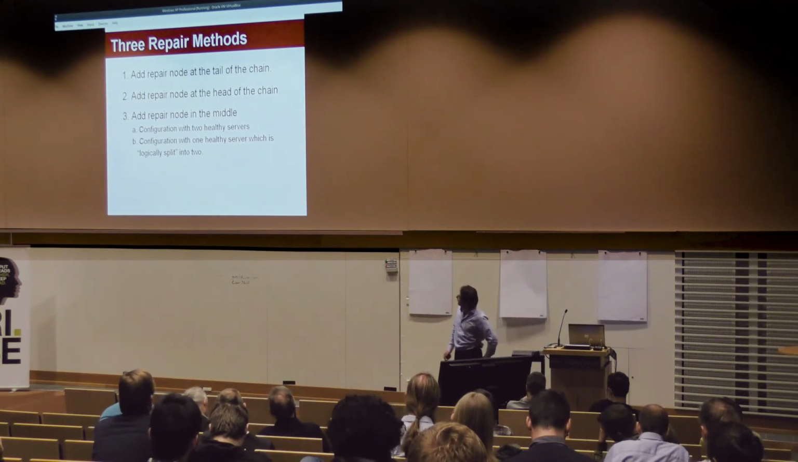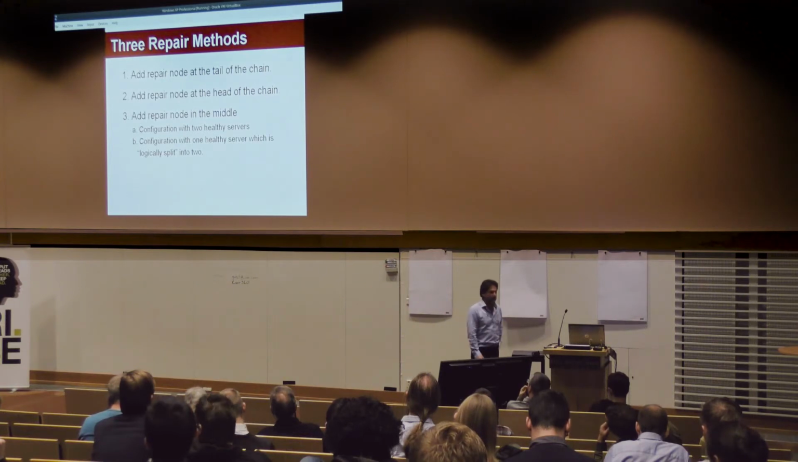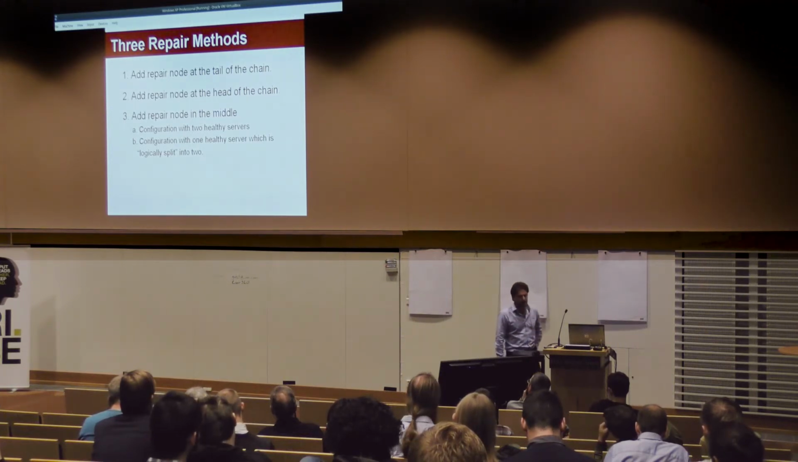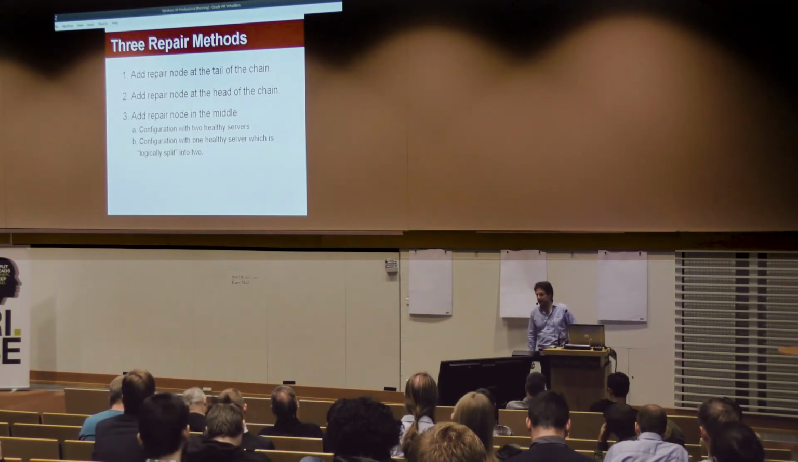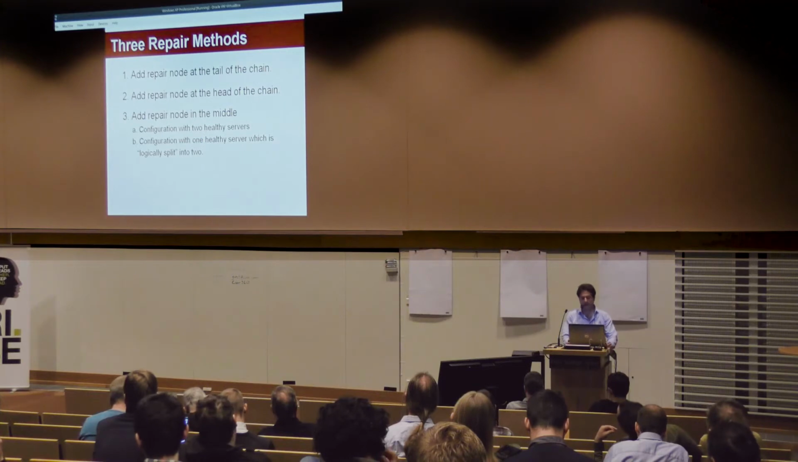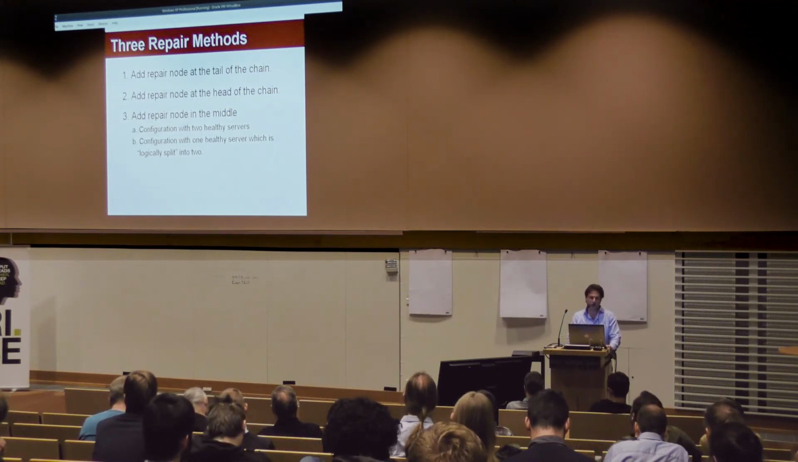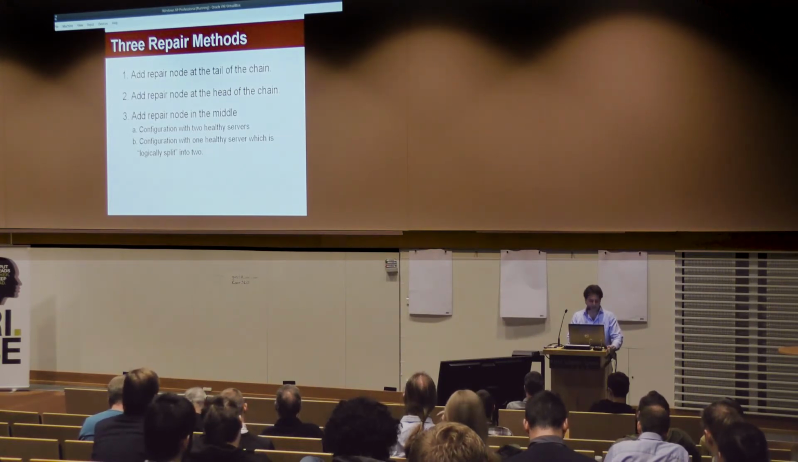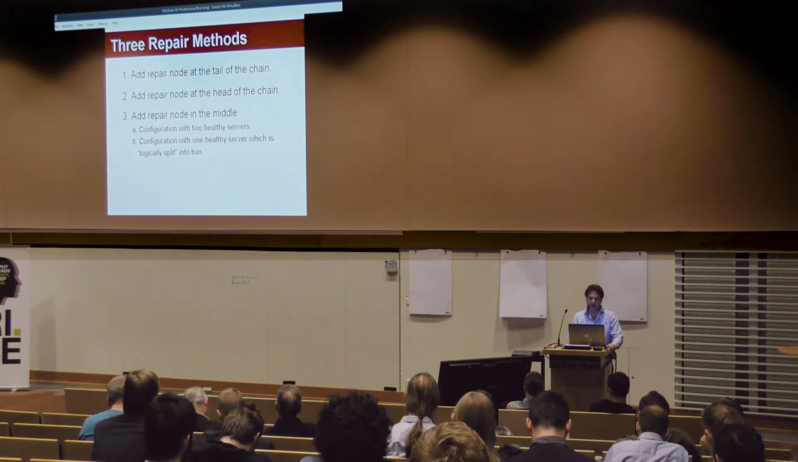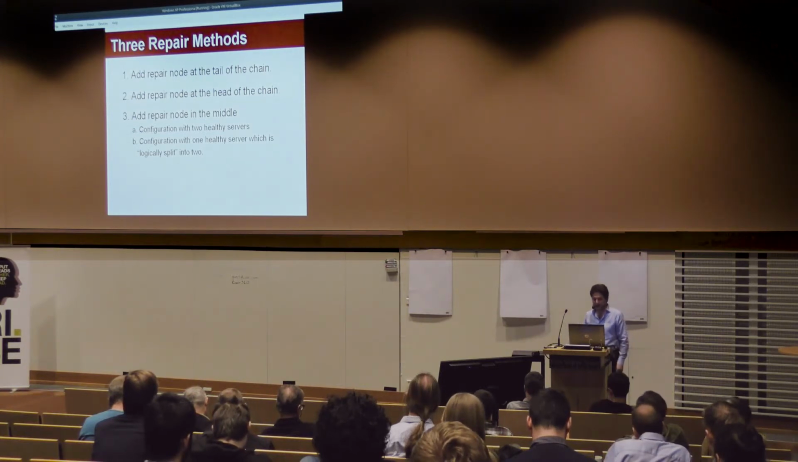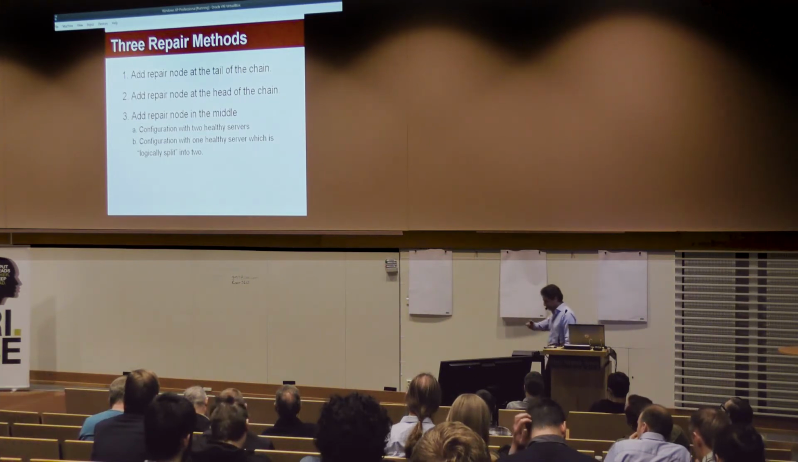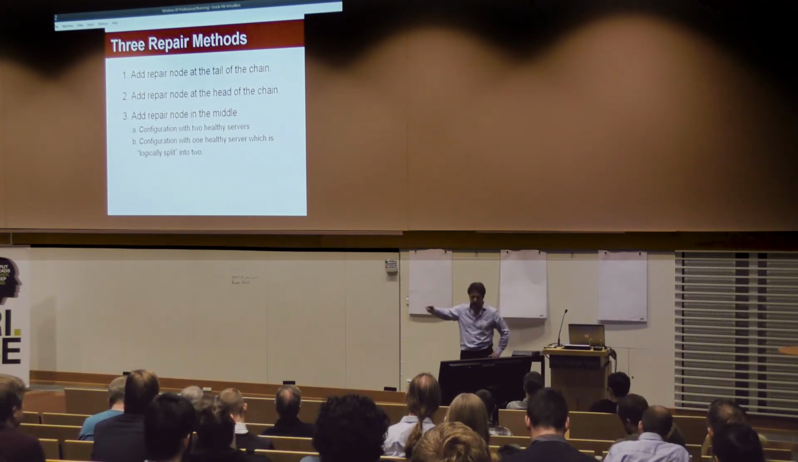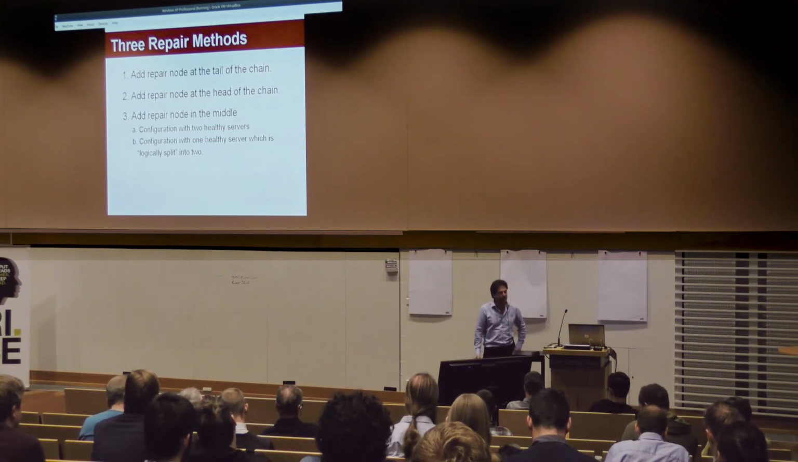So with that model, we investigated three repair methods. The one that we knew was buggy, adding the chain repair node at the tail. One where initially we did not know whether it would work, adding it at the head, and also adding the repair node in the middle. In the middle, you have to actually check two possibilities. One where you are left with two healthy servers and you really add it in the middle, or you are just left with one healthy server, so you logically split this healthy server into two. So to check all the possibilities, you actually need to do that sort of thing. And here's what we got.